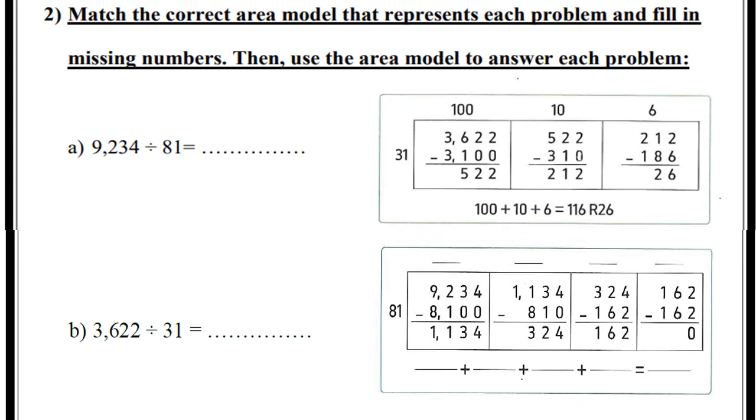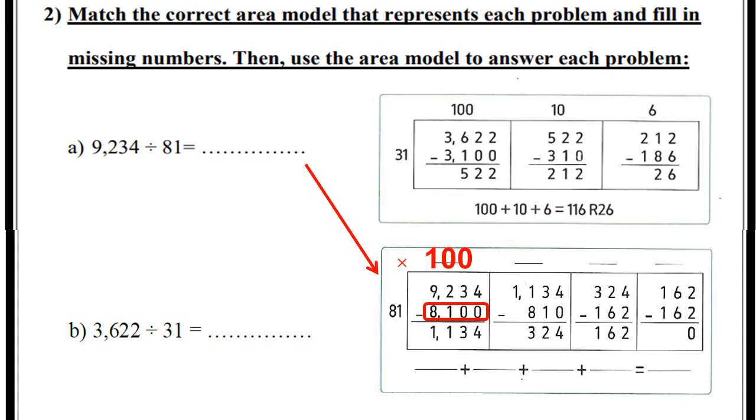Now in number 2, match the correct area model that represents each problem and fill in the missing numbers, then use the area model to answer each problem. Here in the first question we have 9,234 divided by 81. Which one of these two area models represents 9,234 divided by 81? Super, it's the second one. And now let's see. Which number will be times 81 to get 8,100? It will be here 100. Super. So 100 times 81, 8,100.